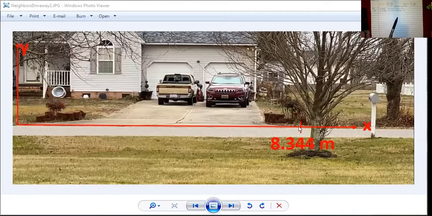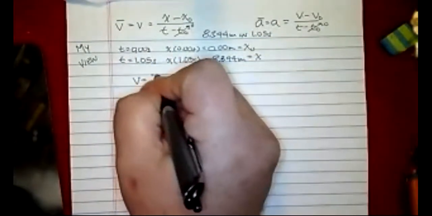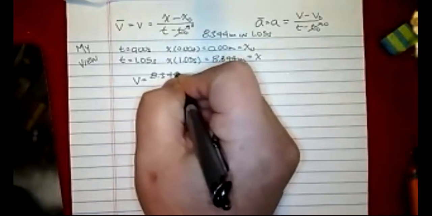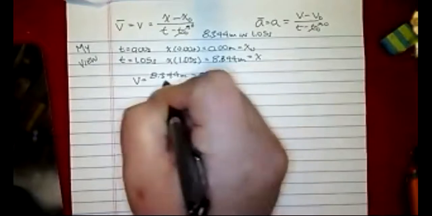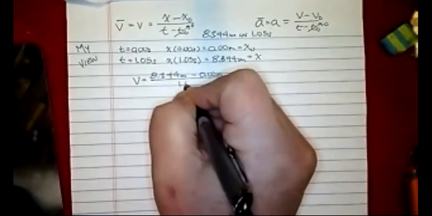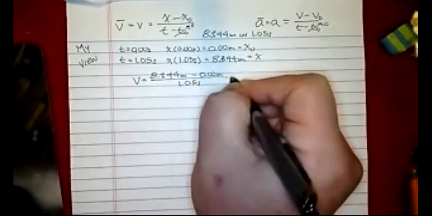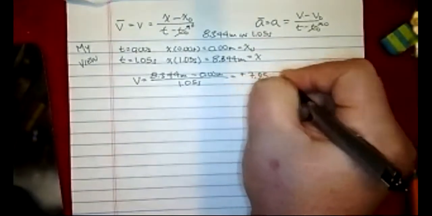So that's where I got the data that I was just using. We're going to use the other coordinate system in a second. So right now, my velocity would turn out to be x minus x0. That's 8.344 meters minus 0.00 meters over 1.05 seconds, which turns out to be positive 7.95 meters per second, which is about 17.8 miles per hour.